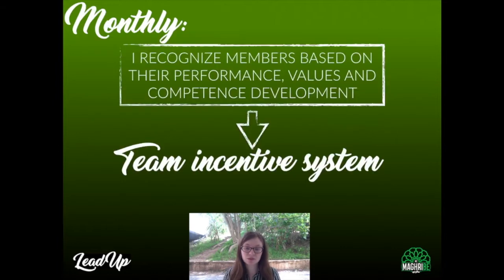The next thing that you do monthly is recognizing members based on their performance, values, and competence that they actually develop, which means very generally that you need to create something called a team incentive system. This needs to happen every month. Every month you need to recognize some of your members.